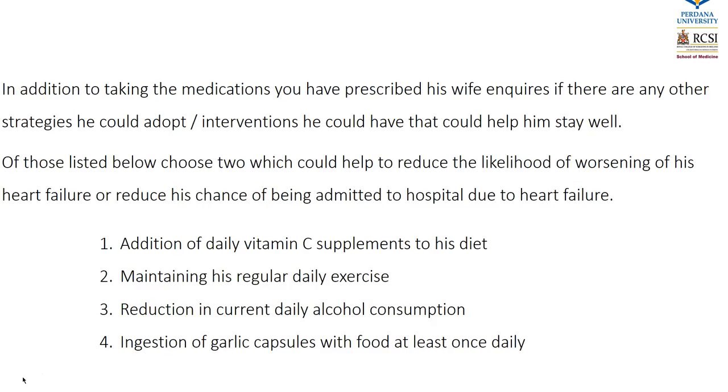In addition to taking the medications that you have prescribed for him, his wife inquires if there are any other strategies he could adopt or interventions he could have that could help him stay well. Of those listed below, choose two which could help to reduce the likelihood of worsening of his heart failure or to reduce the chance of being admitted to hospital due to heart failure. And the options are as follows: addition of daily vitamin C supplements to his diet, maintaining his regular daily exercise, reduction in current daily alcohol consumption, or ingestion of garlic capsules with food at least once daily.